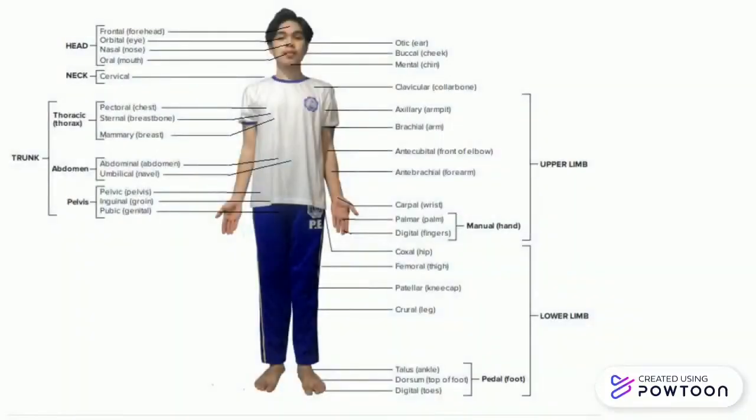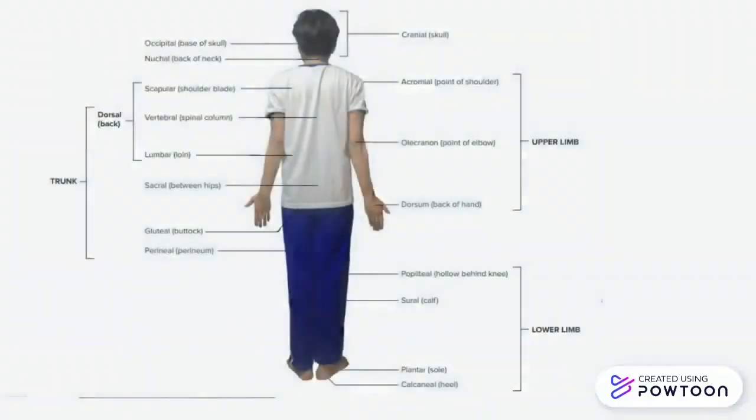This image shows the anterior view of other body parts including the head, neck, trunk, upper limb, and lower limb that includes subparts that are enlisted on the illustration. And here is the posterior view of other body parts.